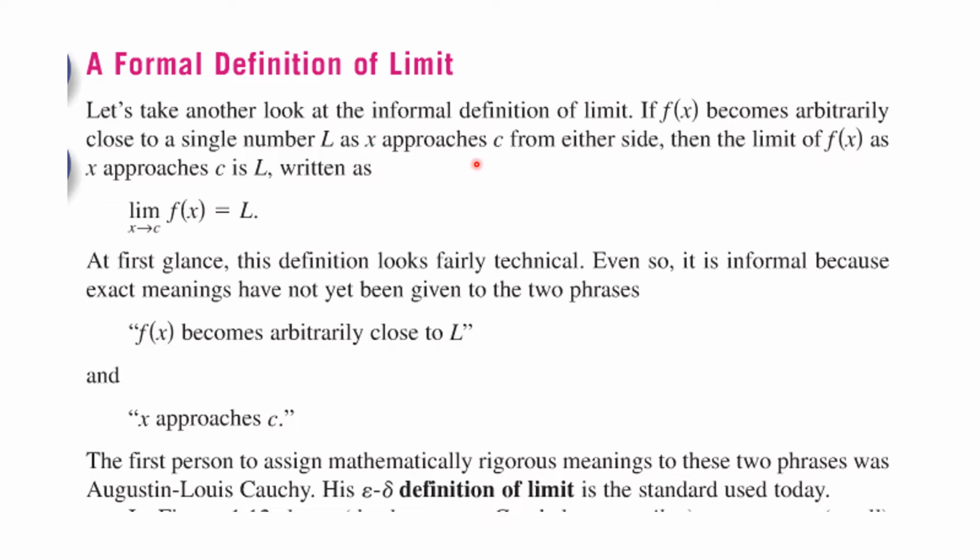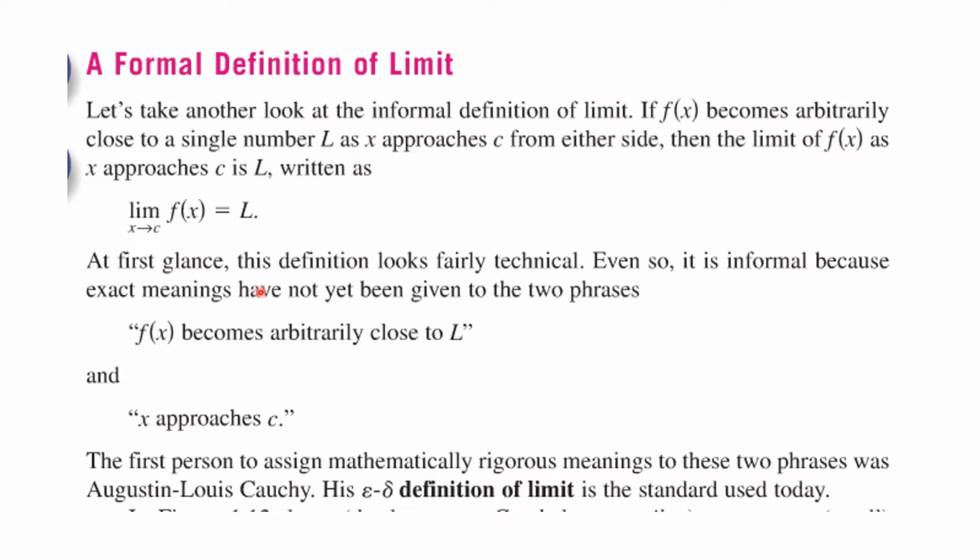Let's take another look at the informal definition of our limit. If f of x becomes arbitrarily close to a single number L as x approaches c from either side, then the limit of f of x as x approaches c is L. And we write it this way: the limit as x tends to c of f of x equals L.